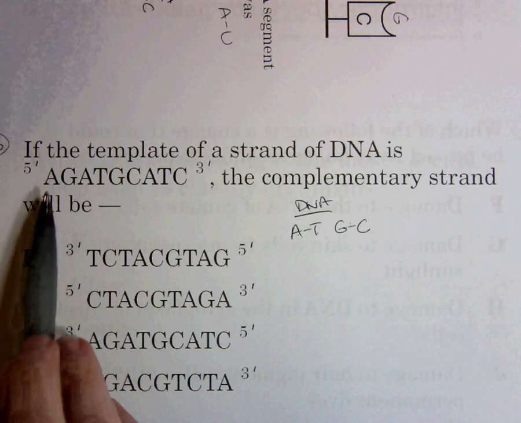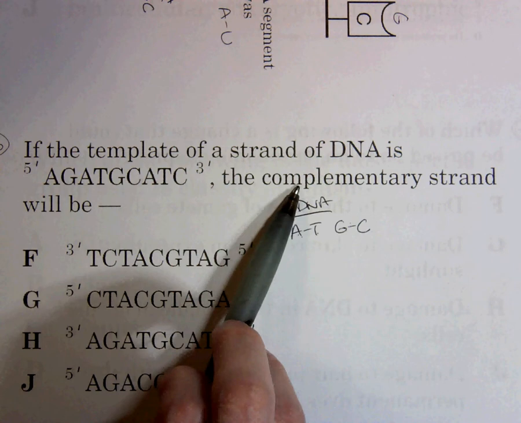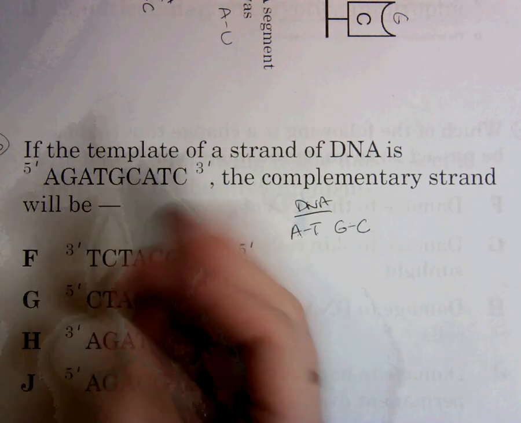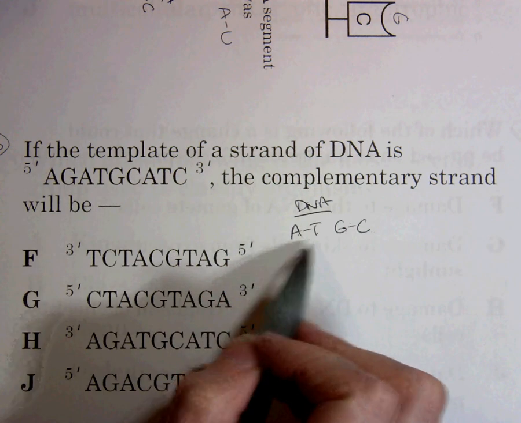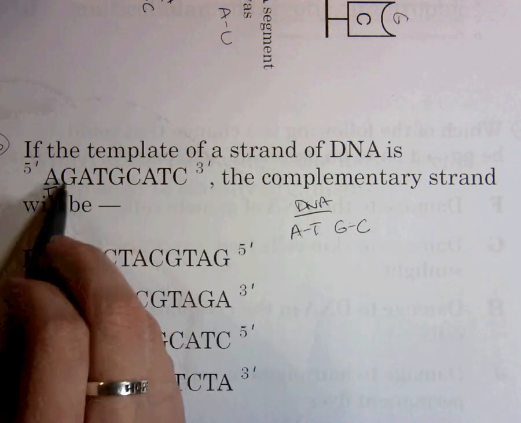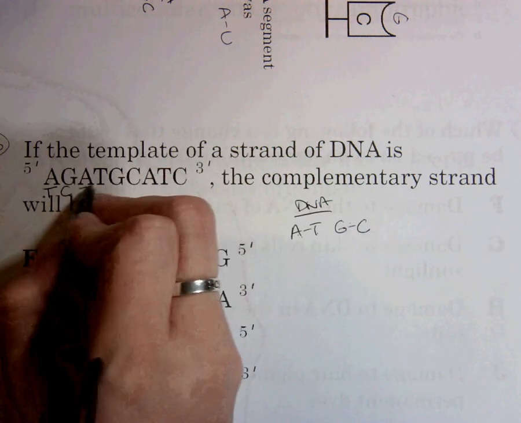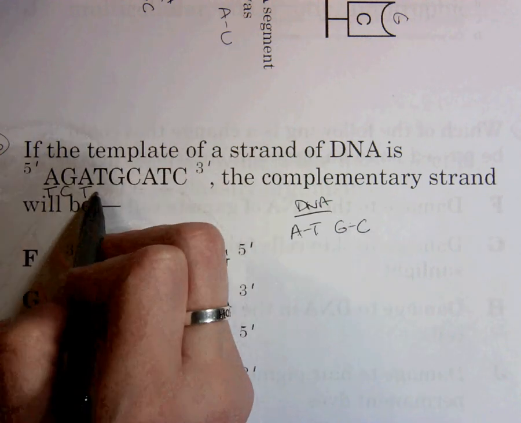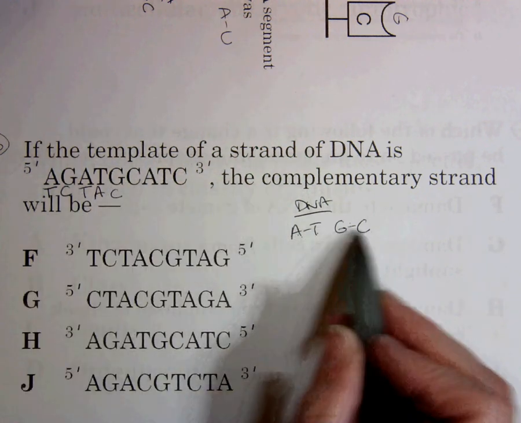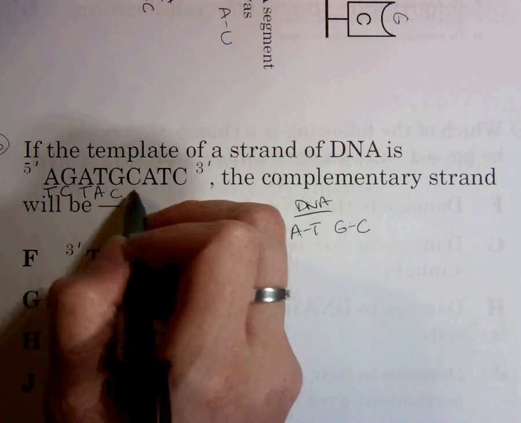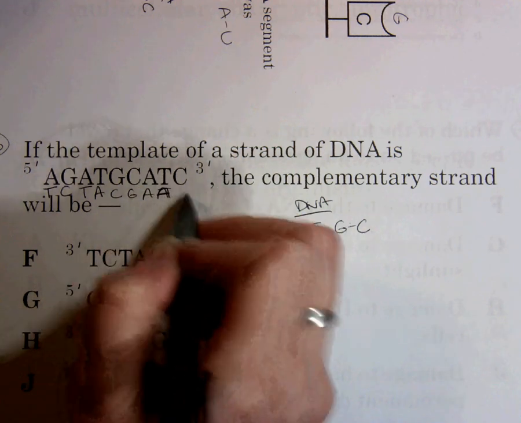So AGA TGC ATC, we want to find the complementary strand of DNA. So all I have to do, A pairs with what? T, Arlington, Texas, A-T. G pairs with C, Go Cowboys. A pairs with T, T pairs with A, G pairs with C. Again, I'm just looking at which one pairs with what. C with G, A with T, T with A, and C with G.